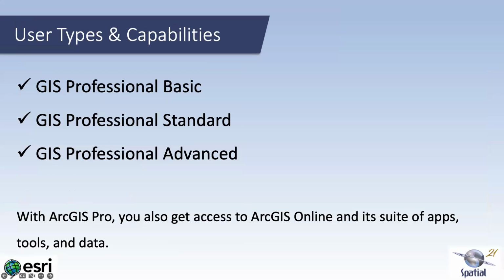All right. Now, in terms of user types that are available, ArcGIS Pro is licensed at 3 different levels. GIS Professional Basic, so it gives you a basic feel of ArcGIS Pro, GIS Professional Standard, and GIS Professional Advanced, and that's if you're going really deep with your analytical data. And as I had mentioned, with ArcGIS Pro, you get access to ArcGIS Online and the suite of apps, right?